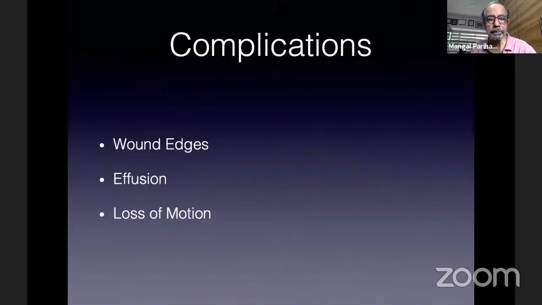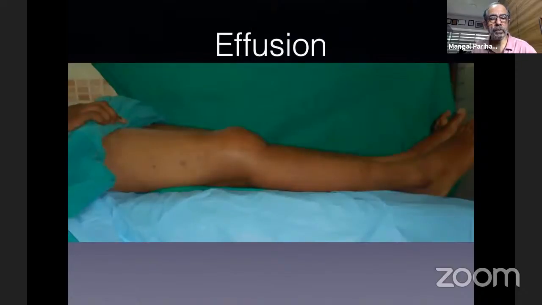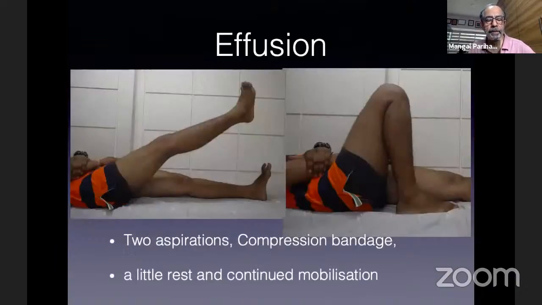There are complications that happen. Most of them relate to the wound edges, effusion, and a loss of motion. So because we are not suturing back the parapatellar incisions and just doing a subcutaneous closure, there is a large area which is open and that can collect fluid. This guy had 2 aspirations. We used a compression bandage, a little bit of rest after the first 10 days or so, and continued mobilization. And he had a full range of motion at the end of it.